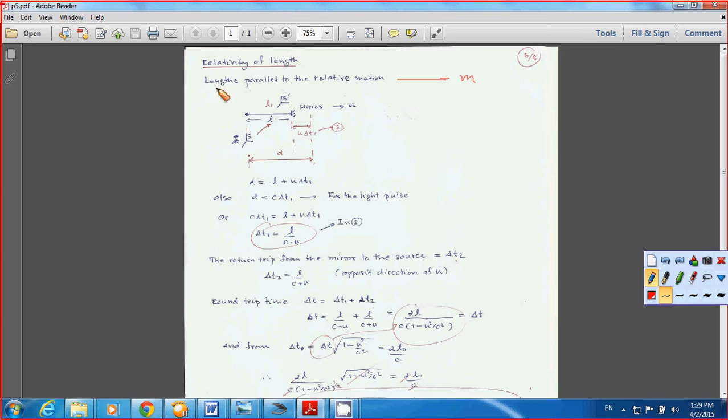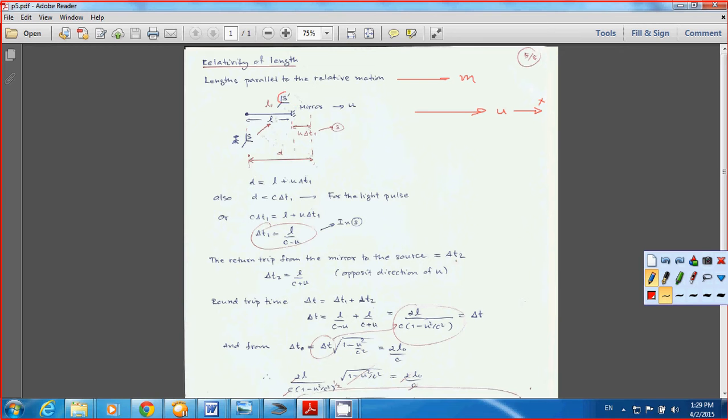First we will consider the length parallel to the relative motion. This means that if the reference frame is moving from the left to the right with the velocity u, the length in the direction of x is going to change, but not y, and not z. Right? This is the meaning of whatever I wrote down here.